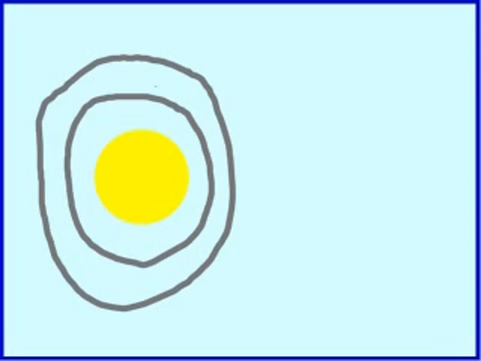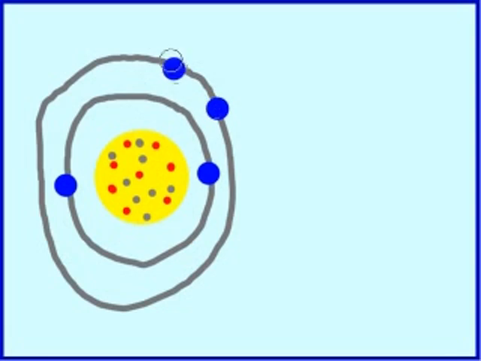Okay. And let's just, from here on out, we will make protons red. So it has 8 protons. 1, 2, 3, 4, 5, 6, 7, 8. And it's going to have 8 neutrons. 1, 2, 3, 4, 5, 6, 7, 8. And it will have 8 electrons. 1, 2, 3, 4, 5, 6, 7, 8. And so this is oxygen.